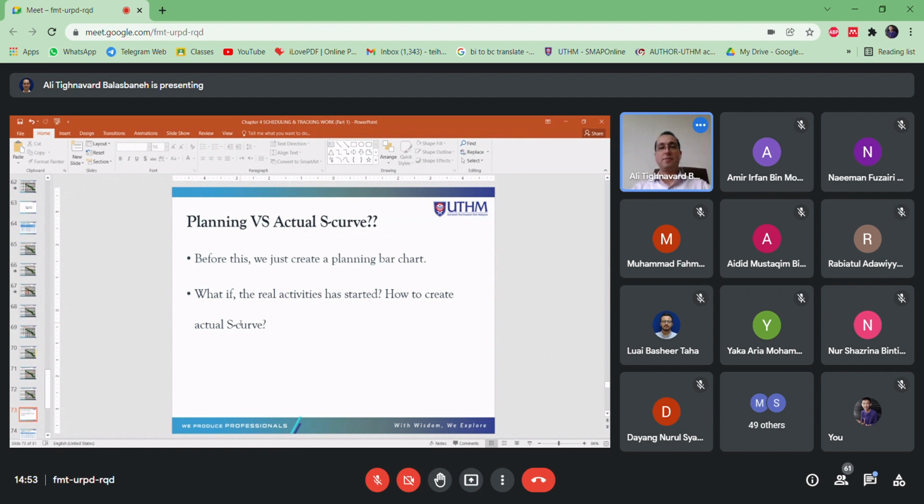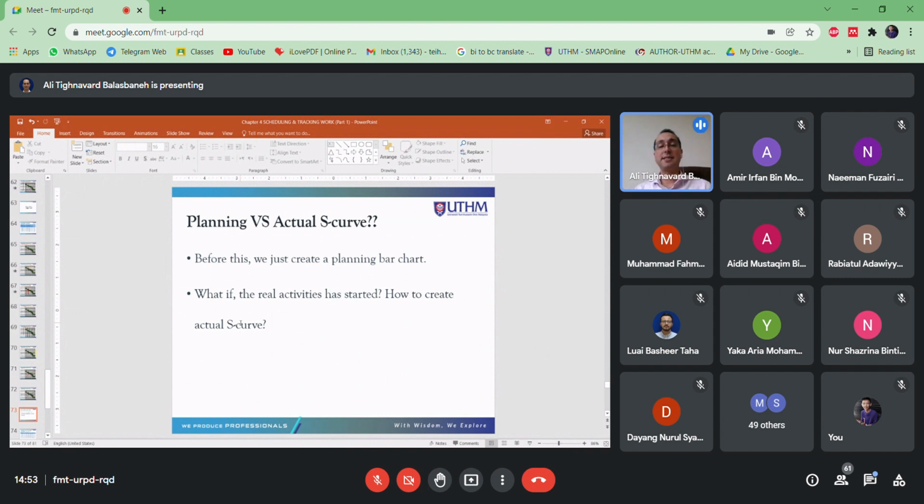So what I am trying to say in this slide, so far we have created the planning bar chart. What is the planning? It means what you estimated before the project starts. What if the real activity has started? How to create the actual S-curve? Think about it. What is different? Is it necessary to be different?